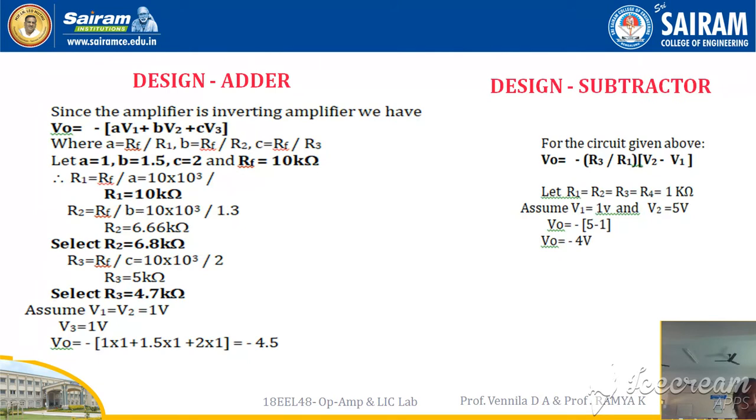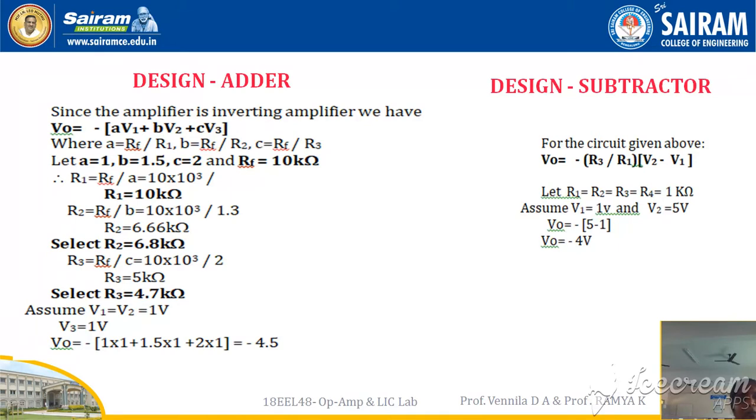Now this is the design of your adder. Here the output voltage will be minus (A into V1 plus B into V2 plus C into V3). A, B, C is nothing but the amplitude gain of voltages V1, V2, V3. So here we are having different amplitudes: A is equal to 1, B equal to 1.5, C equal to 2. From that we are going to find the values of resistances R1, R2, R3 and the feedback resistance.